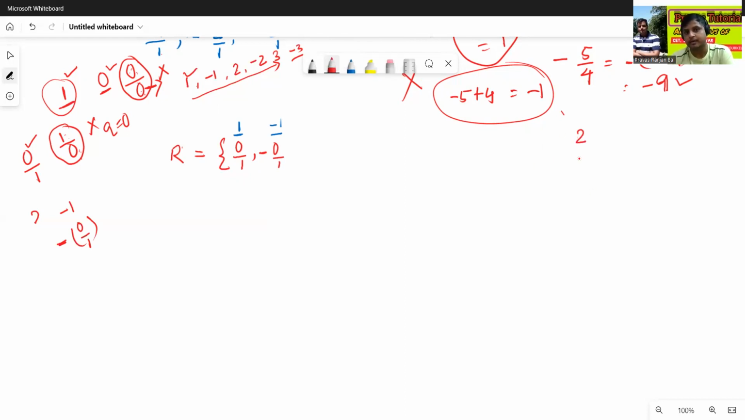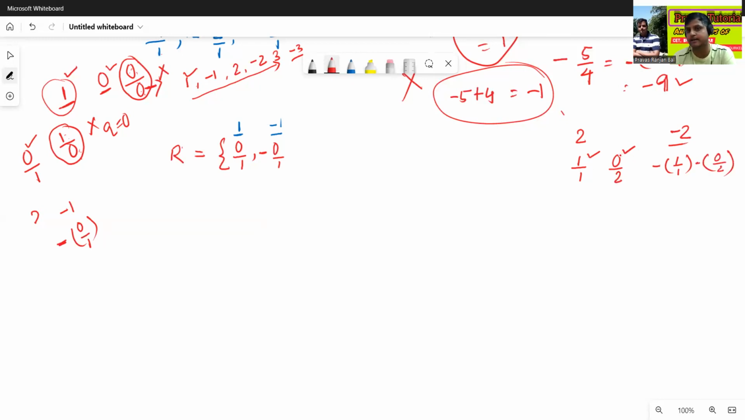For 2, 1 by 1 is one condition, and also 0 by 2 is there. And there are no more conditions. Then similarly for the minus 2 case, minus 1 by 1 and minus 0 by 2. We can get these two numbers.